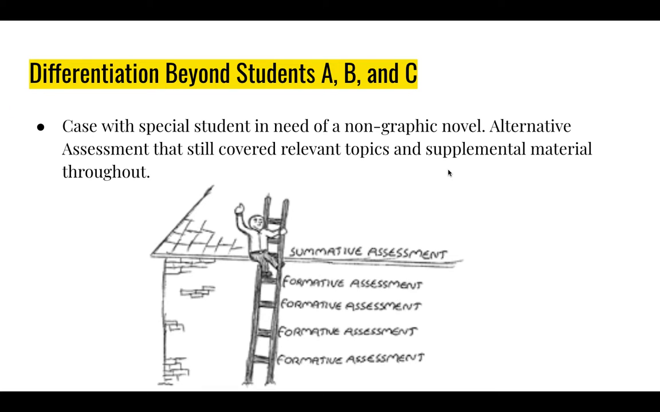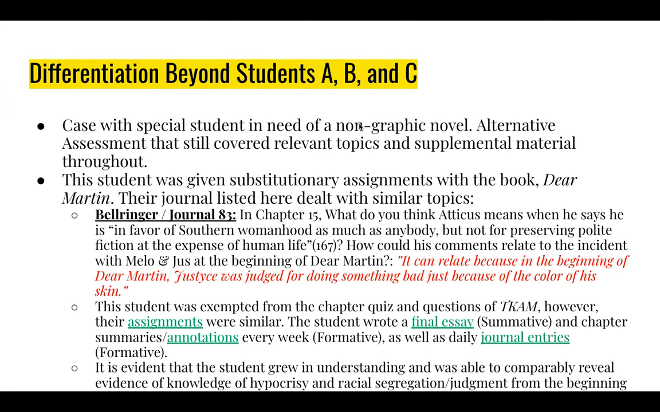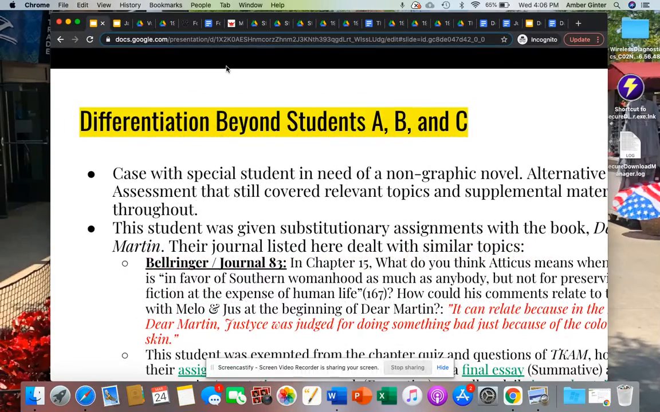And so finally, one last assessment that I wanted to go over was a student that could not read a graphic novel. And so I had to give kind of a special case for this. Basically, what I had to do was completely redo what they were going to do in class. And so what I did is that their journal really related To Kill a Mockingbird, but also applied that to the book Dear Martin. So I had the same quote, and then how could his comments relate to the incident with Mello and Jess? Can relate because in the beginning of Dear Martin, Justice was judged for doing something bad just because of the color of his skin. You can see that we were going for the same ideas.